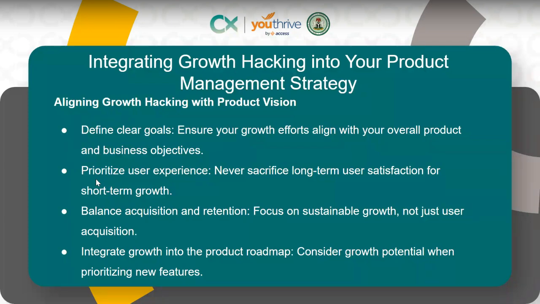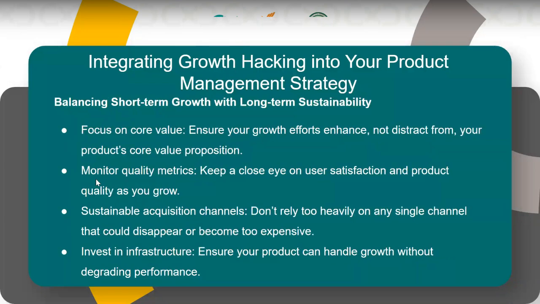All right. So integrate growth into the product roadmap. Consider growth potential when prioritizing your features as well. When you're prioritizing features, look at features that would help with achieving growth. The next thing is balancing short-term growth and long-term sustainability, like we mentioned. Focus on core values. Ensure your growth efforts enhance, not distract from, your product's core value proposition.